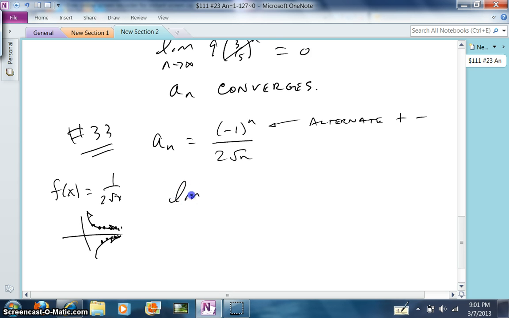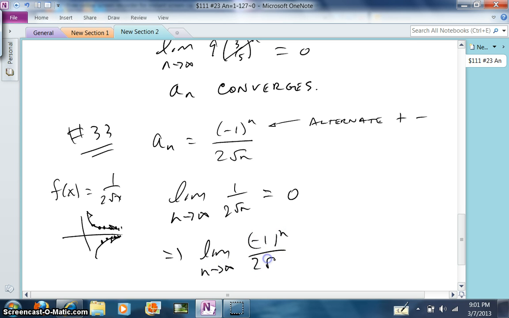And so let's do the limit here. Again, the limit as n goes to infinity of 1 over 2 root n equals 0. And so the limit as n goes to infinity of (negative 1)^n over 2 root n also equals 0. So a_n converges.